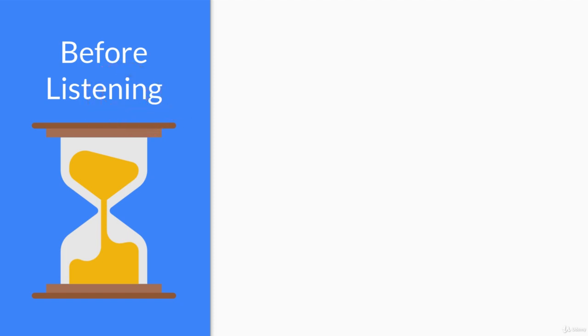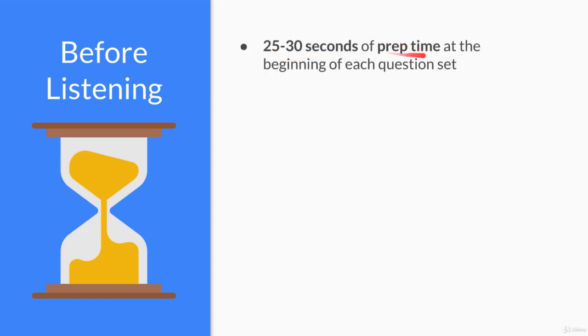So first, let's talk about what you should be doing before you start listening. Once your listening test begins, you're going to have 25 to 30 seconds of preparation time at the beginning of each question set. When you have this prep time, here are the things that you should be doing. First, always be sure to read the instructions very carefully, because the instructions will tell you how many words your answers can be, and whether you need to choose only one answer choice or multiple answer choices. So always read the instructions.